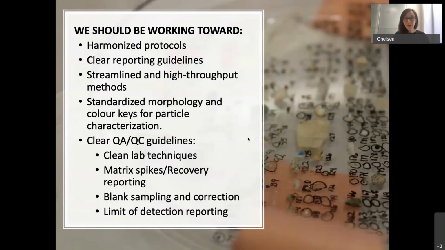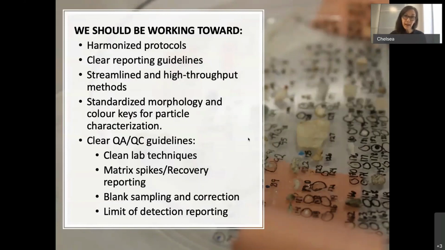We need better streamlined and high throughput methods. This is where a lot of the manufacturing companies really come in. They've been making huge leaps and bounds over the years. And that's really helped, right? Help us improve our accuracy and our precision, but also the amount of time it takes to process a sample. We've thought a lot about whether we need standardized morphology and color keys for particle characterization. I think color and shape are important to help us understand the source, but it's subjective. And then, of course, clear QAQC guidelines, as I mentioned before.